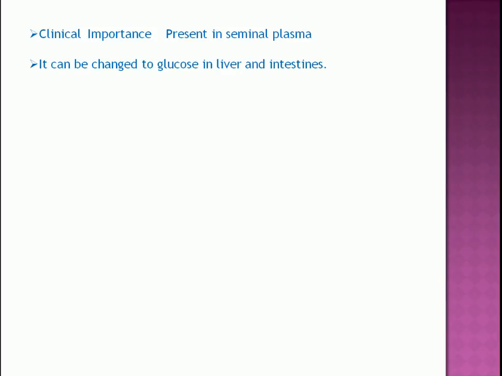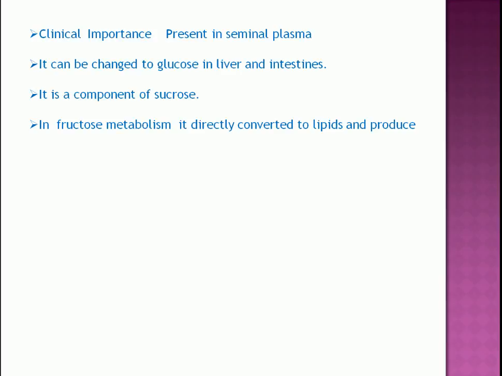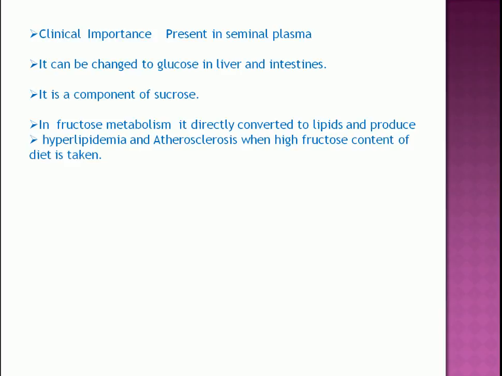Clinical importance. Fructose is present in seminal plasma. It is a component of sucrose. In fructose metabolism, it is directly converted to lipids to produce hyperlipidemia, which leads to atherosclerosis, that is thickening of the arterial wall because of the deposition of lipids on the inner side of the artery wall. This condition we name as atherosclerosis. It is possible in cases of hyperlipidemia, especially hypercholesterolemia, and when a high fructose content diet is taken.